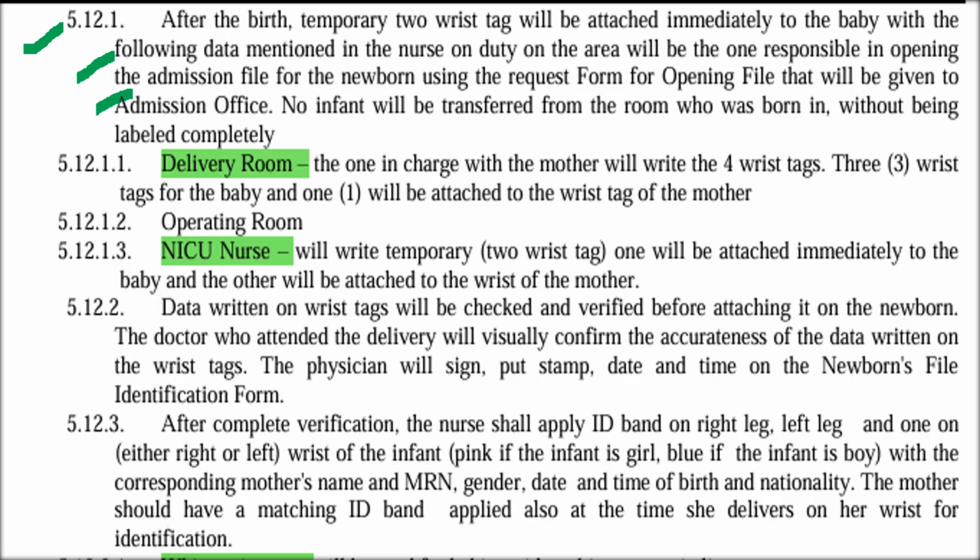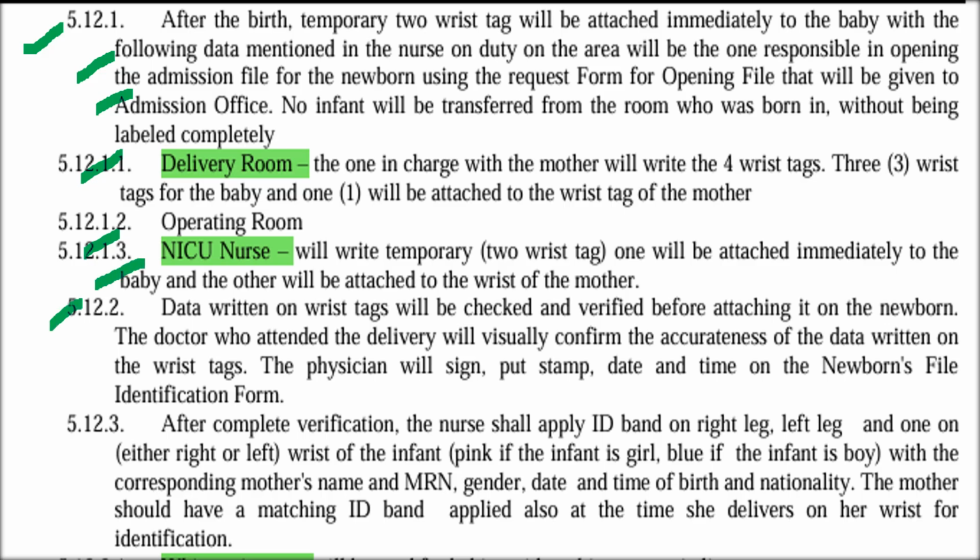Now, no infant will be transferred from the room they were born in without being labeled completely. In the delivery room, the one in charge of the mother will write 4 wrist tags. So 3 wrist tags for the baby and 1 will be attached to the mother. Now, the NICU nurse will write temporary 2 wrist tags. 1 will be attached immediately to the baby and the other will be attached to the wrist tag of the mother.